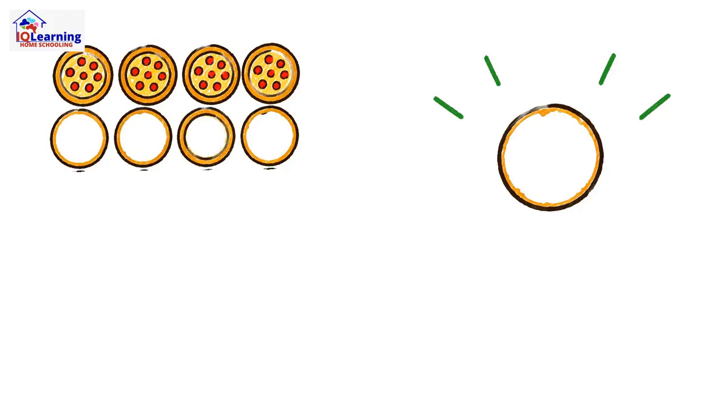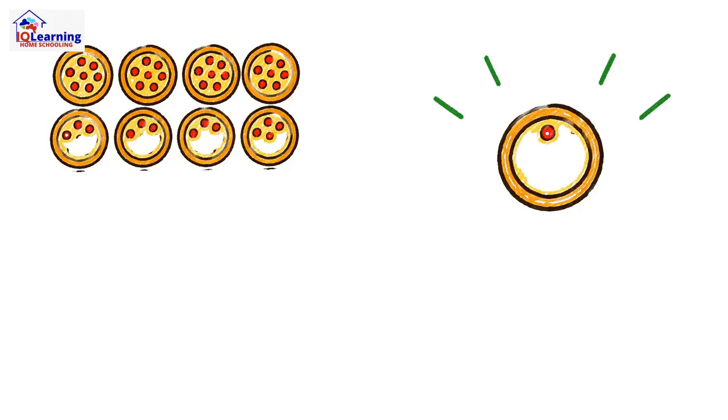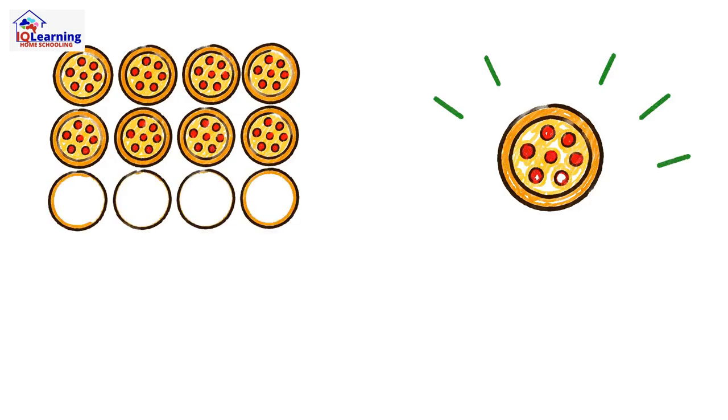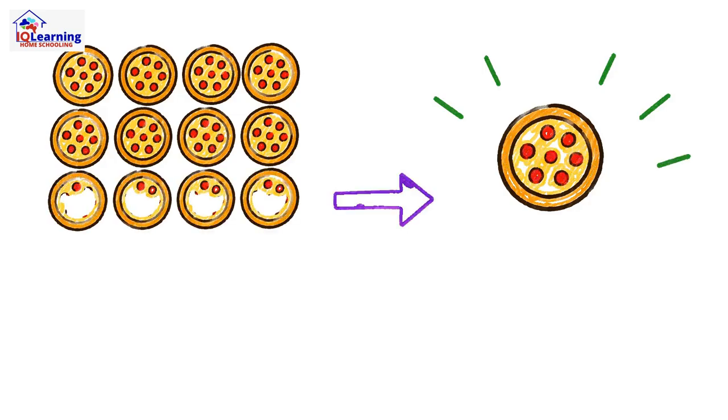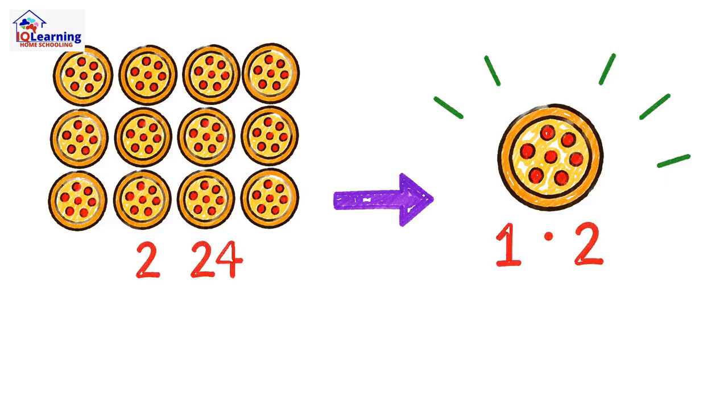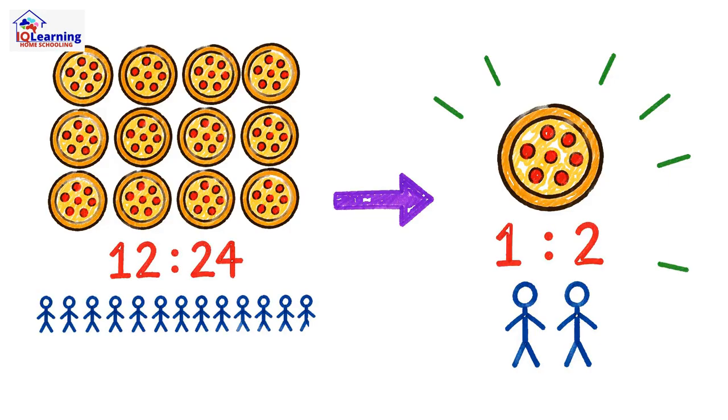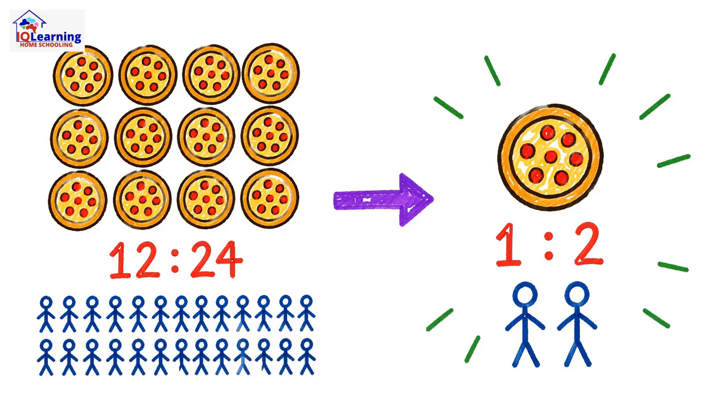Have you ever heard someone say one pizza for every two people? It's much clearer than saying 12 pizzas for 24 people. They mean the exact same thing, but one is simpler. That's what simplifying ratios is all about, taking big, clunky numbers and revealing the clean, simple relationship hidden inside.